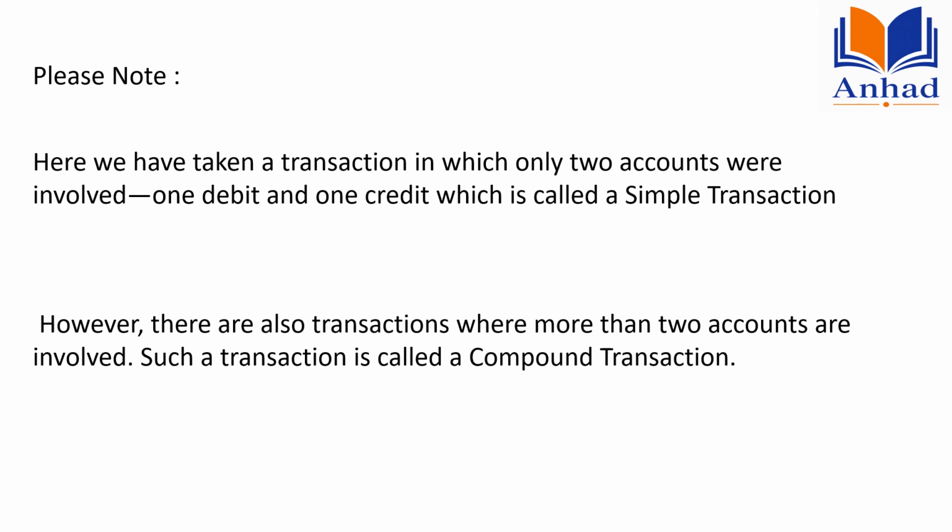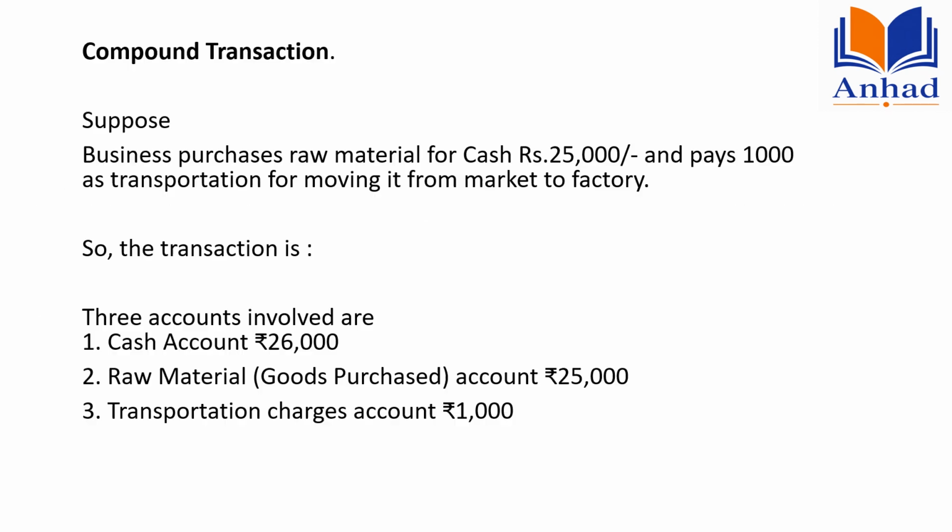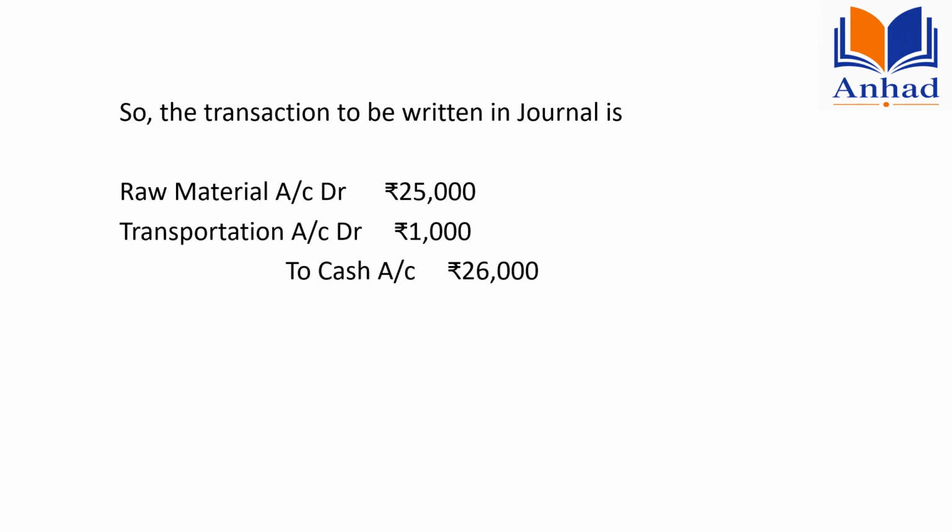Suppose the business purchases raw material for cash 25,000 rupees and pays 1,000 as transportation for moving it from the market to the factory. So, the three accounts involved are: 1. Cash account 26,000 rupees. 2. Raw material, goods purchased, account 25,000 rupees. 3. Transportation charges account 1,000 rupees. So, the transaction to be written in the journal is raw material account debited 25,000 rupees.